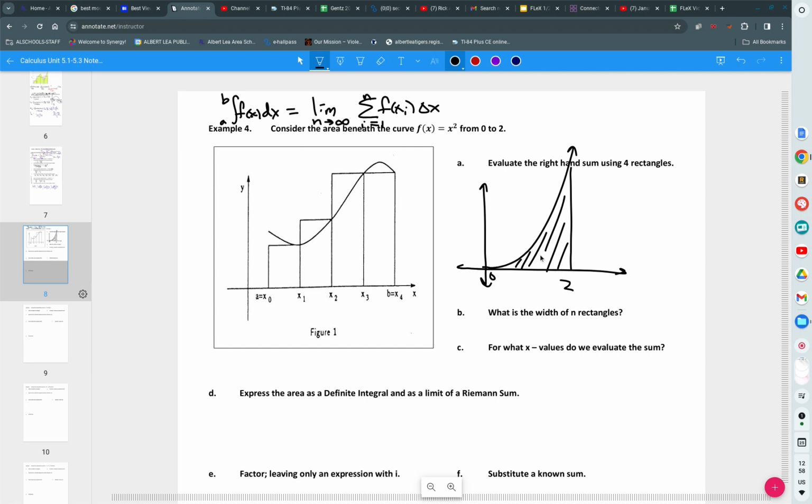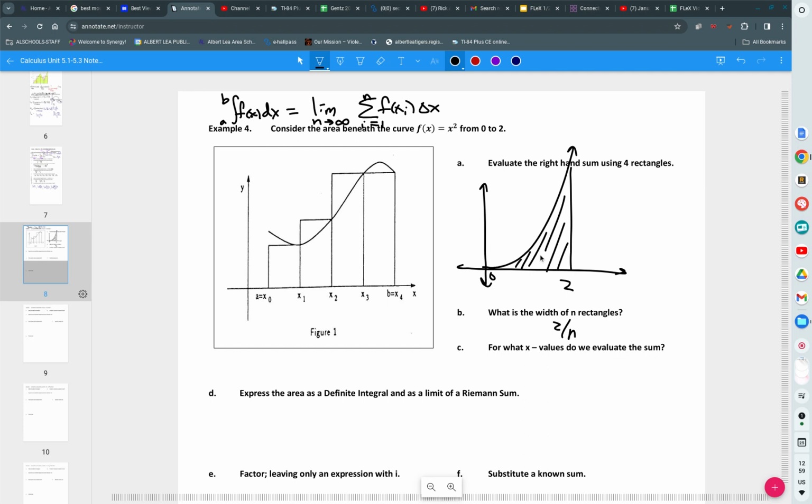So the width of the entire interval is 2. So what's going to be the width of each rectangle? 2 over n. So 2 over n is what delta x is. Everybody got that?